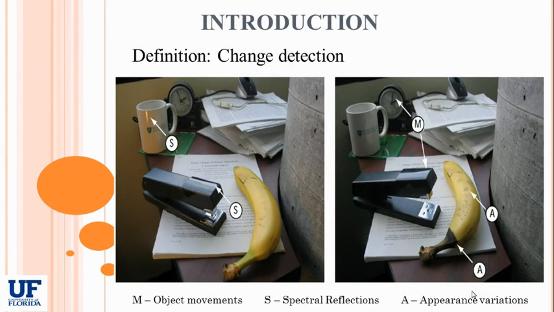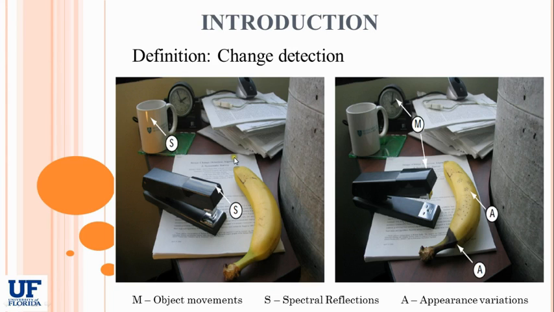So one may wonder what change detection is. This is the ability to detect changes in any two selected images of the same scene. You can see, for instance, in these two images that there are some changes in the clock, as in the minute hand moving, and also the stapler opening. These kinds of changes are actual changes caused by object movements, hence the name object movements, as you can see, represented by M.